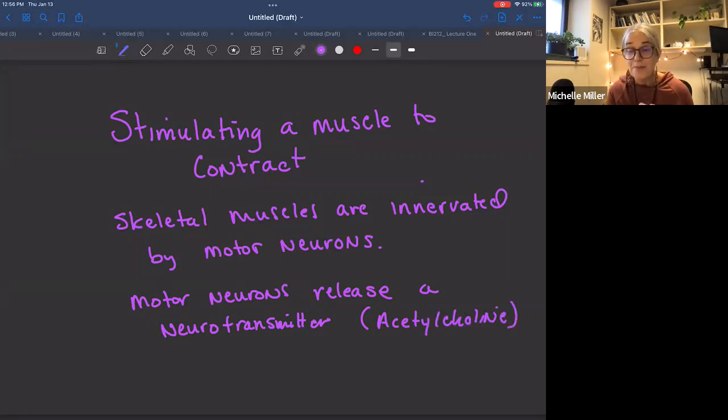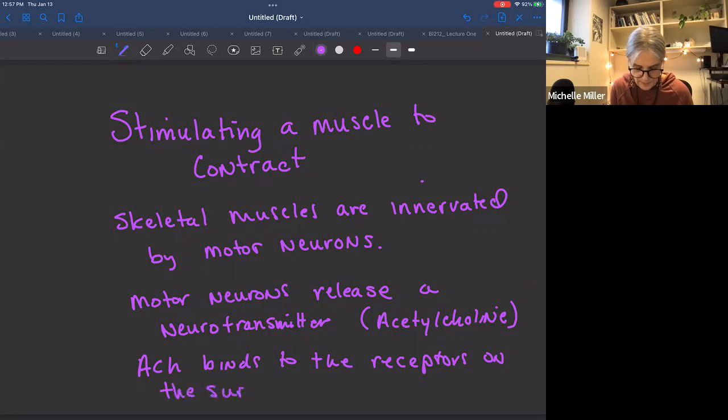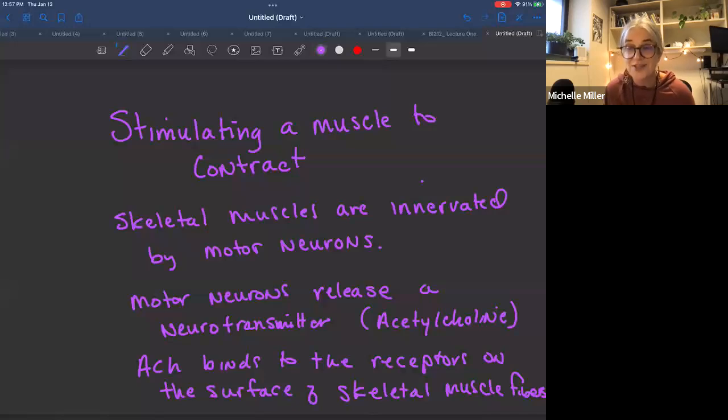This acetylcholine binds to receptors on the surface of the skeletal muscle. So ACH, that's the abbreviation for acetylcholine, you'll see that abbreviation, binds to the receptors on the surface of the skeletal muscle fibers. I should say fibers, skeletal muscle fibers.